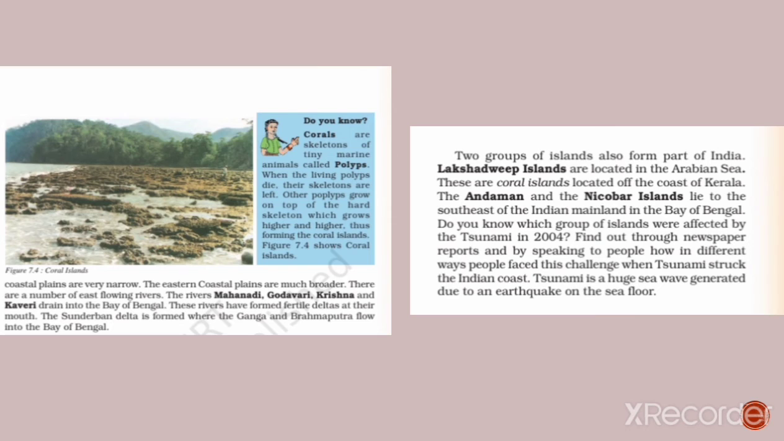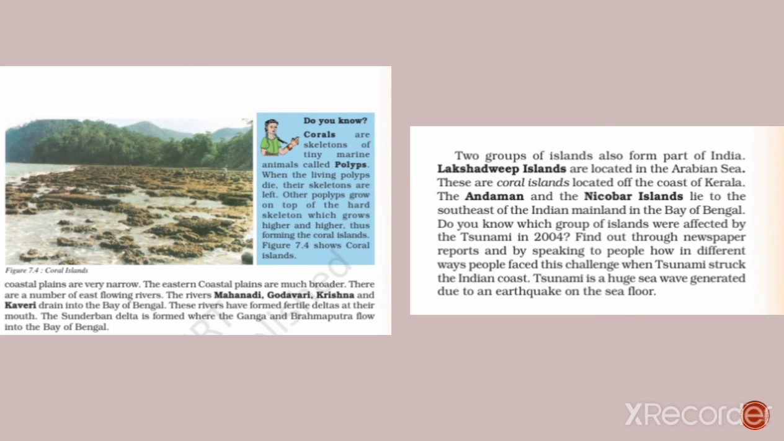And the last comes islands. Indian islands are grouped into two: Andaman and Nicobar Islands in the Bay of Bengal and Lakshadweep in the Arabian Sea. Lakshadweep is otherwise said as Coral Island.